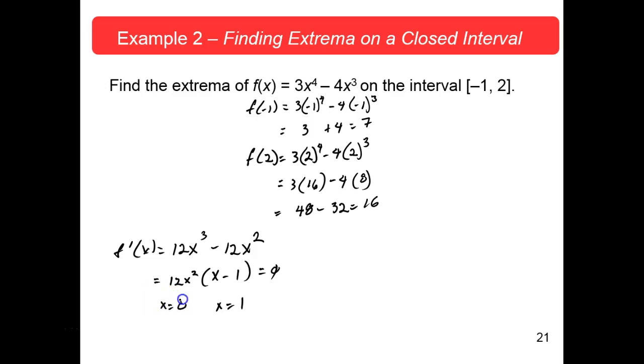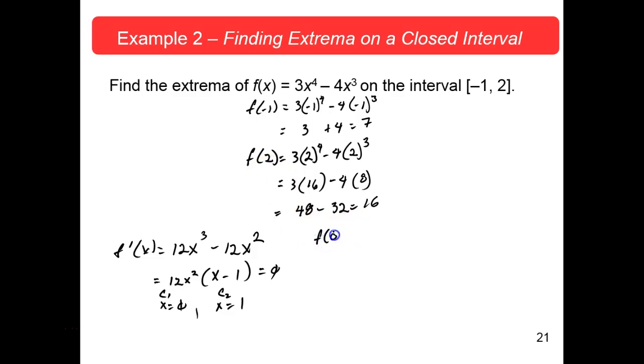X equals 0. Okay, 2 places. So now we evaluate f, not f prime. We know what f prime is, 0 there. We evaluate f at these 2 values, your critical values. This is C1, this is C2. 2 critical values. Okay?